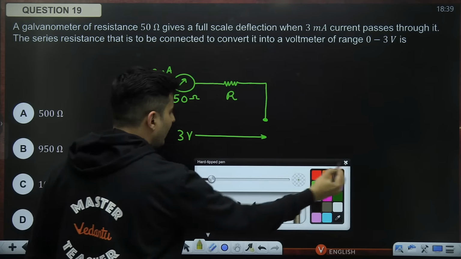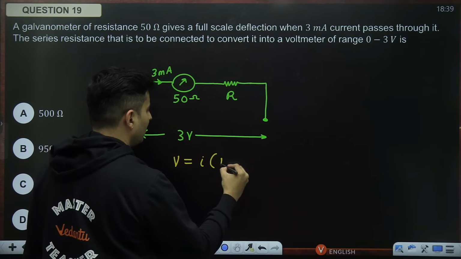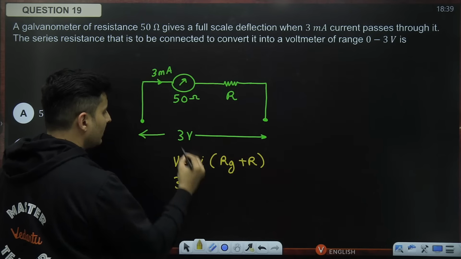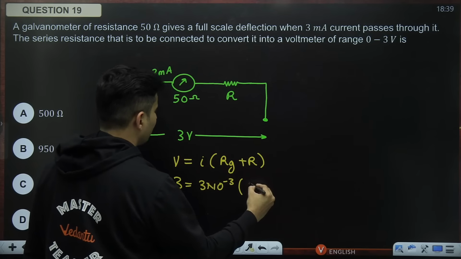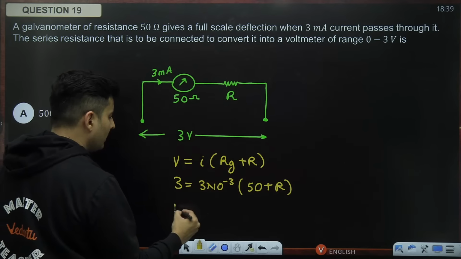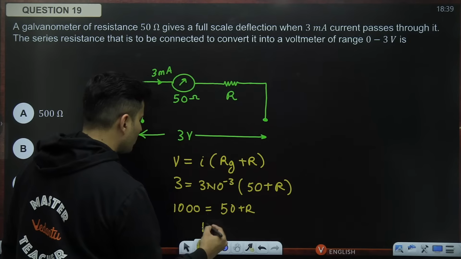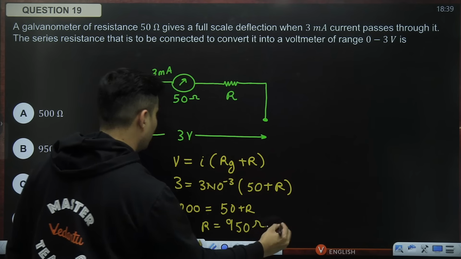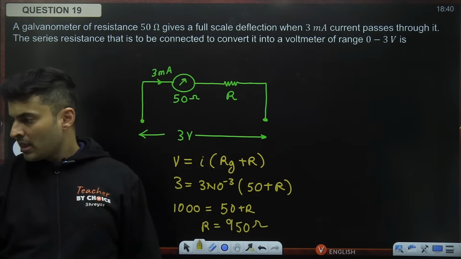So we can easily say that the voltage is the current into the resistance of the galvanometer plus the series resistance. So this 3 volt is the current, which is 3 into 10 to the power negative 3, times the resistance of the galvanometer, 50 plus R. 3 cancels, 10 to the power 3 comes here as 1000, and this will become 50 plus R. So R will be 1000 minus 50, which is 950 ohms. So 950 ohms is B option, absolutely the right one.